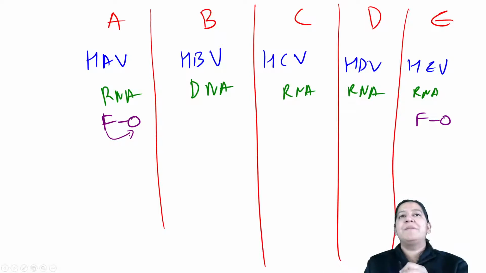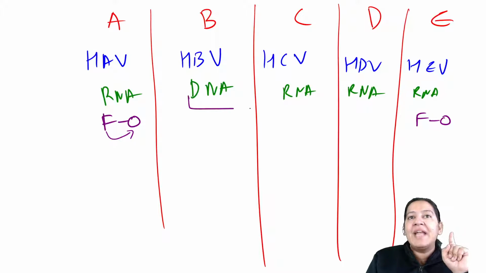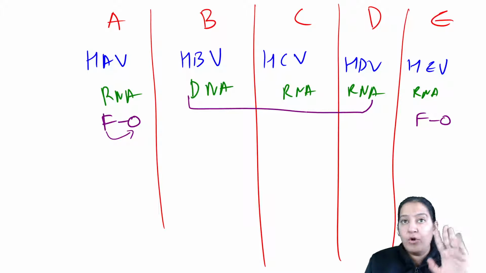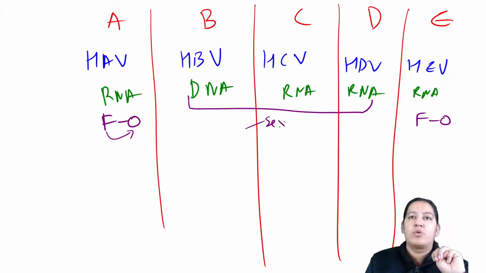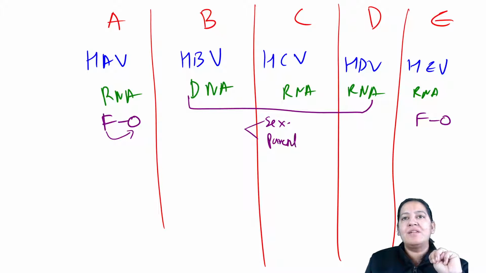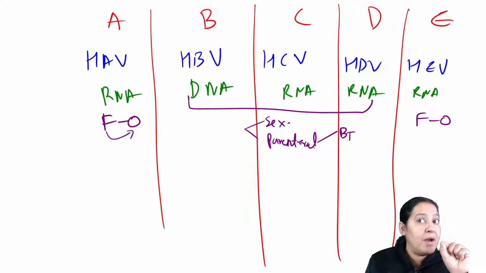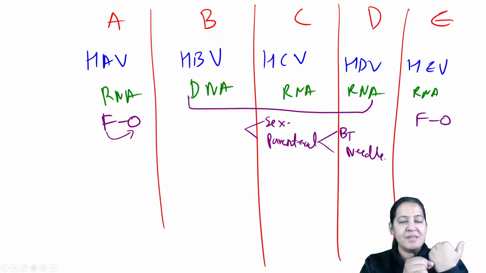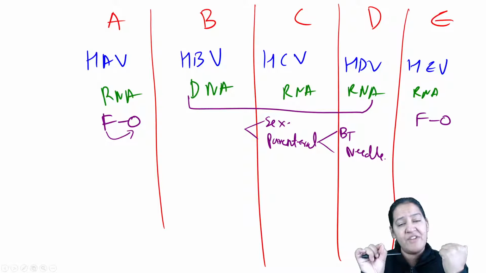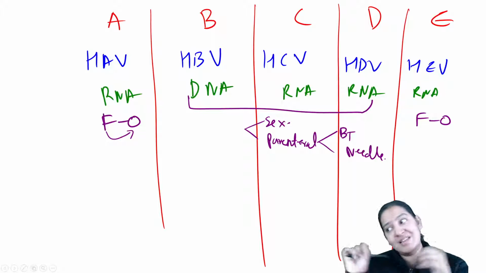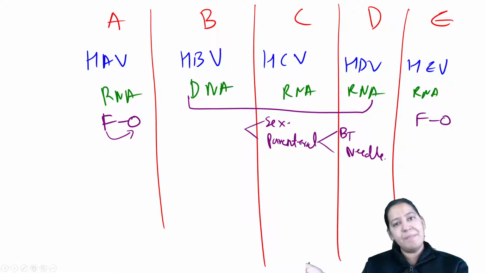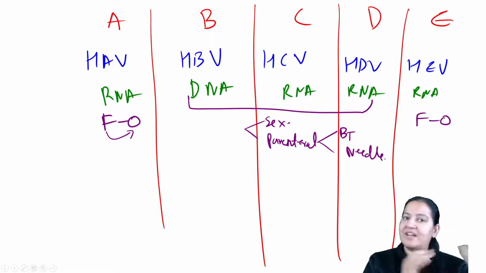But what about BCD? B, C and D spread not by the fecal-oral route, but by 3 routes. Number 1, sexual route. Number 2, parenteral. What do you mean by parenteral route? Parenteral route means it spreads via blood transfusion, blood products or contaminated needles. If I use a needle on one person having hepatitis and, without sterilizing, use the same needle or any products on another healthy person, that healthy person will acquire hepatitis from the contaminated person.